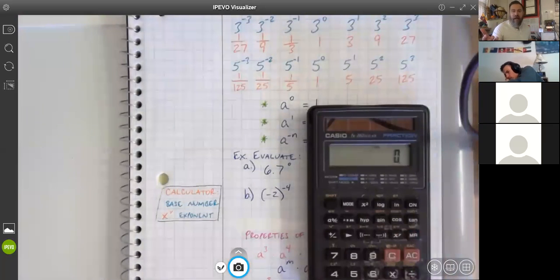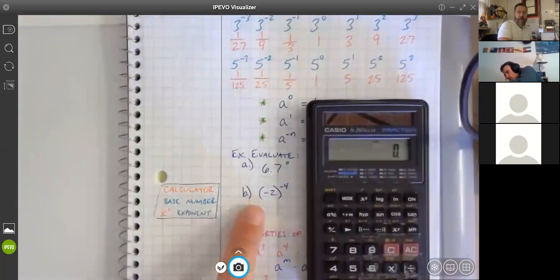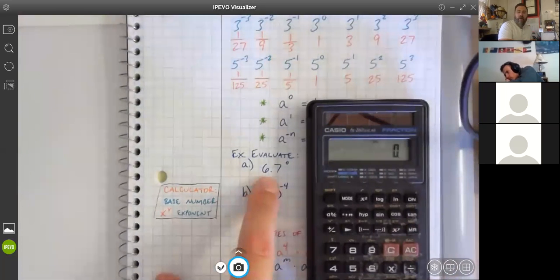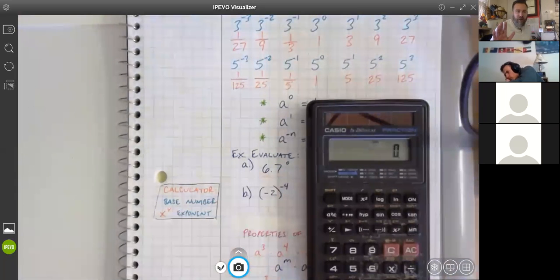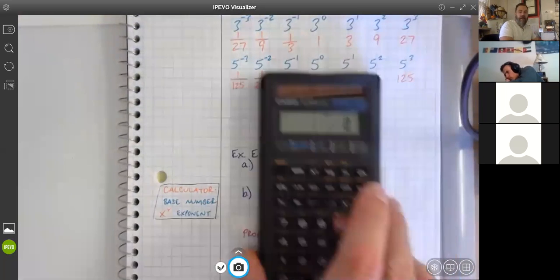And I think even the calculator on Big Ideas has that button on it, so you can actually use it as it is. But let's go ahead and try it in practice. 6.7 to the 0 power, this should be an automatic, that should just be 1. But let's go ahead and plug it into our calculator just to check.